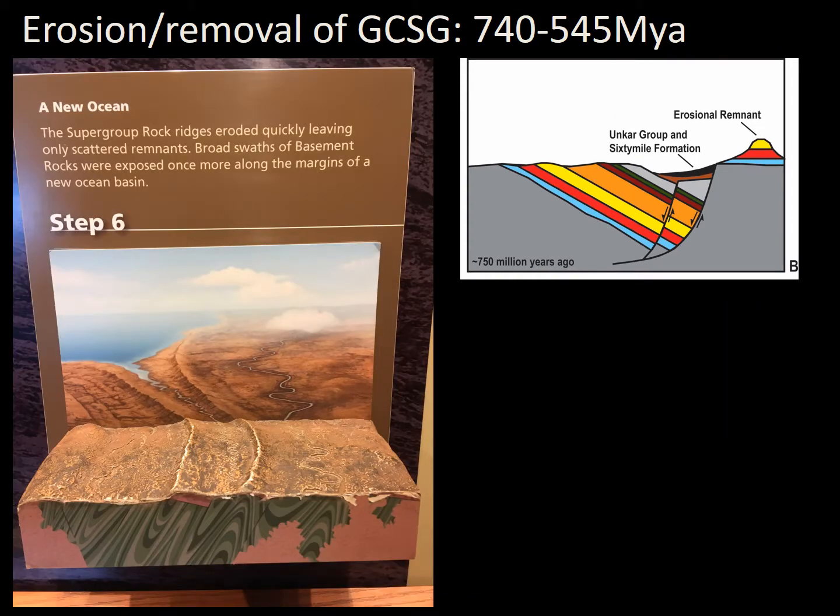Following the period of extension, faulting, tilting, and folding of the supergroup rocks, we had a roughly 200 million year period of erosion, which removed most of those supergroup rocks and left a relatively flat surface. There are some erosional remnants of the supergroup left, but by and large, we have a wedge of supergroup rocks in the eastern part of the canyon, and they've, for the most part, been removed from virtually everywhere else within the canyon.